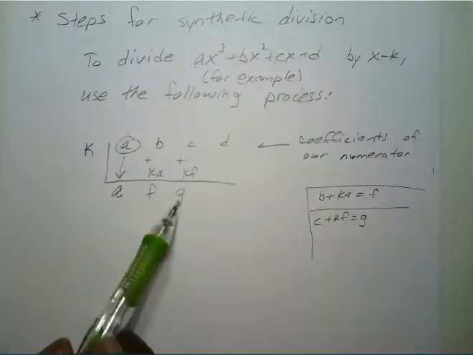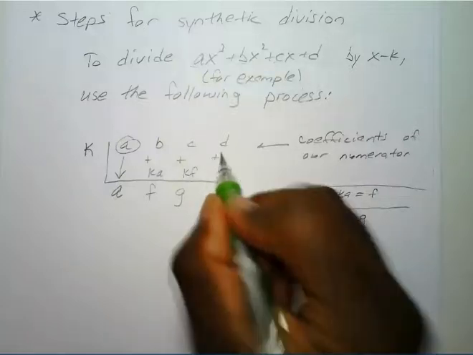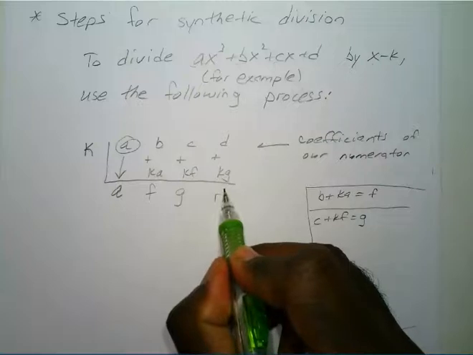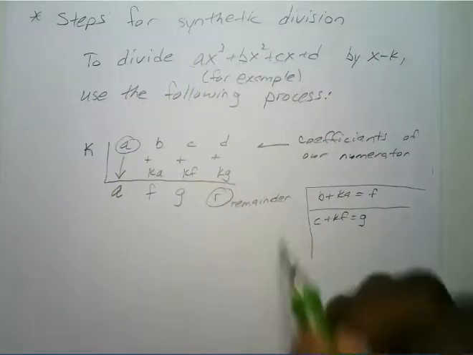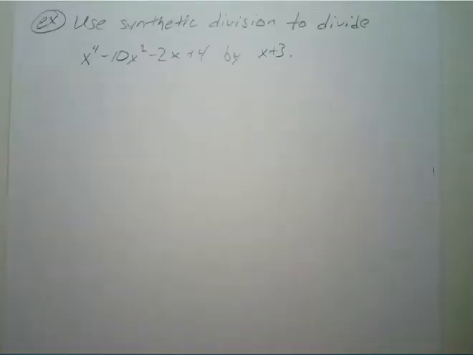Then you're going to multiply k times g and add those two together. Let's say you get some value that we'll call r, and that's your remainder. This is the process you would use for synthetic division. If you are still writing, by all means, feel free to press pause, but we're going to move on to our first example.